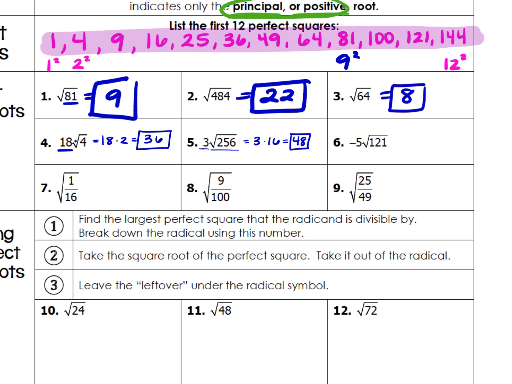The difference with this one is there's a negative, so your answer would be a negative, but negative 5 times 11, so a negative 55.